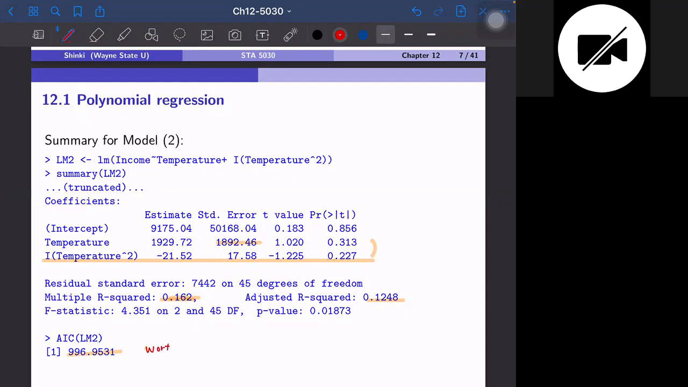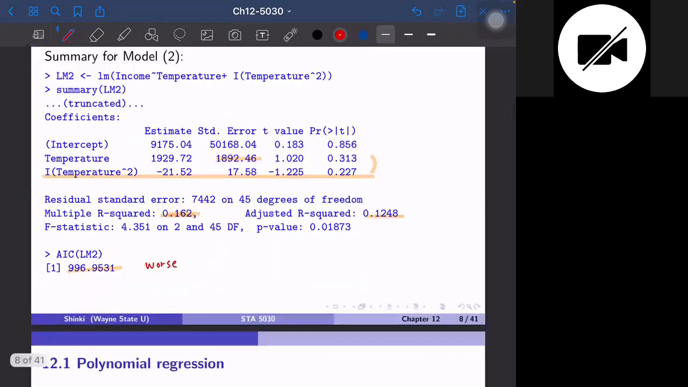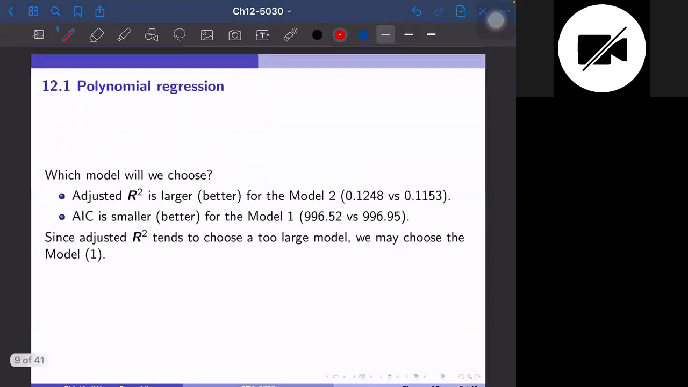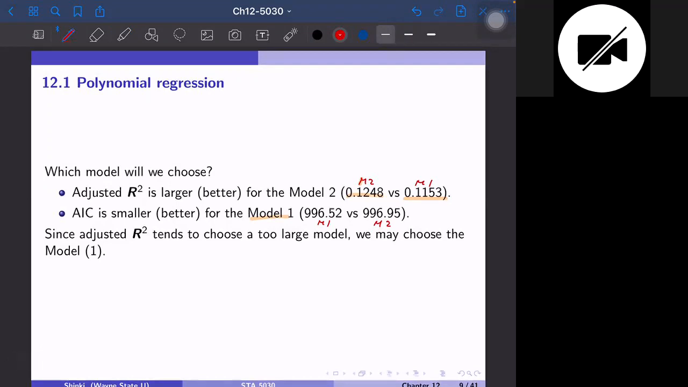So this is worse than the previous one. Even though the adjusted R square is slightly better for model 2 than model 1, the AIC is better for the smaller model. Maybe it's a little bit confusing, but this is for model 2, and this is for model 1. And this is for model 1, and this is for model 2. So AIC is better for model 1. So probably the linear term is enough. The temperature is enough, and the temperature square isn't really necessary. That is the conclusion of this analysis.